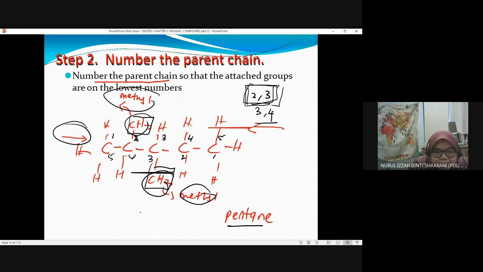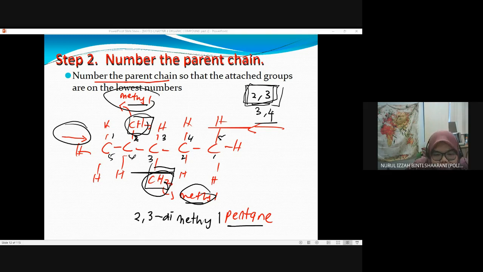We combine them together as 2,3. The 2,3 refers to the position or location of our attached groups. Then we use the prefix di because we have two methyl groups here. Dimethylpentane. Basically our IUPAC name is already done for this structure. But I want you to see some particular things.